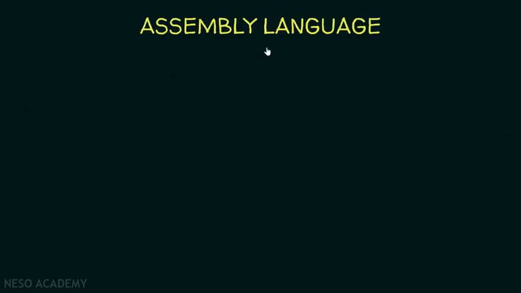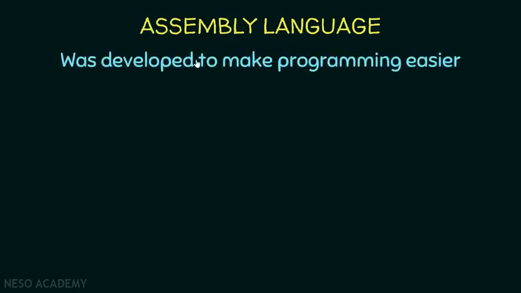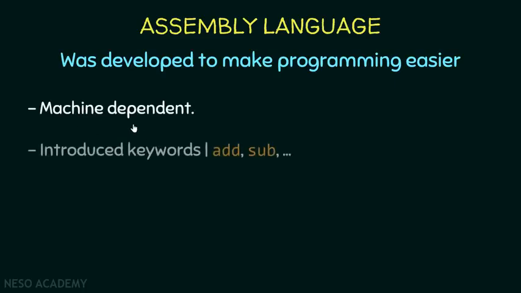Now let's talk about the assembly language. It was developed to make programming easier. First of all, it is also machine dependent. And in the assembly language, keywords were introduced. For example, we have a keyword add and a keyword sub and a lot more. So programming was a little bit easier.